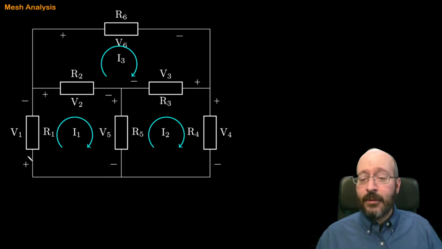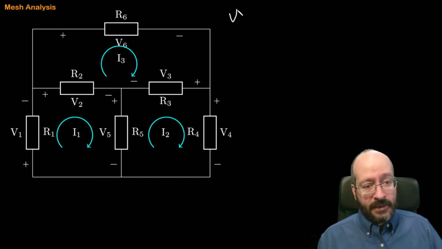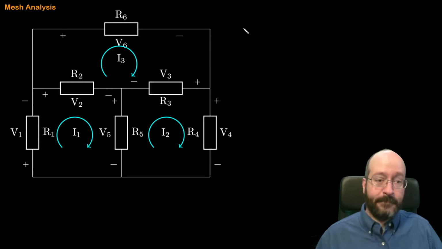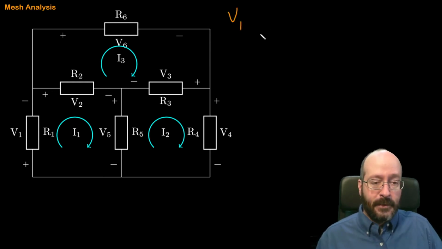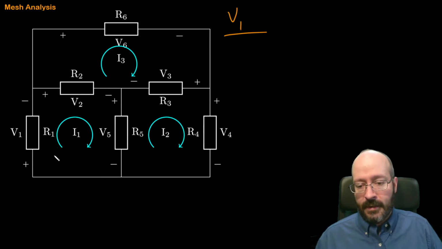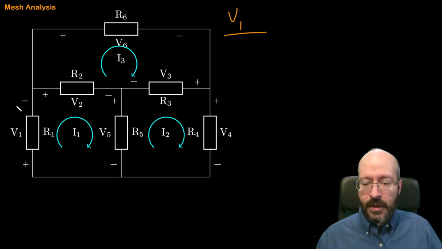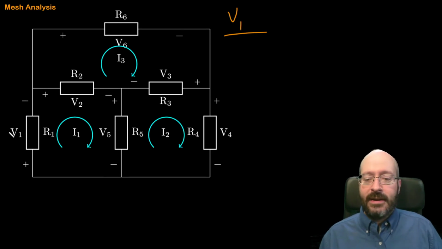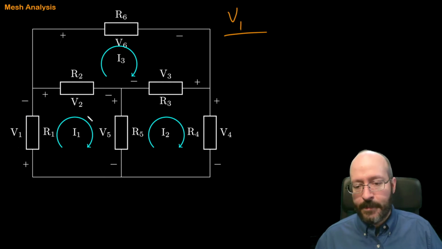Let's see. So let's start out with V1. How do we find V1? I see V1 is plus on the bottom here and minus on the top. So what I want you to think about is the passive sign convention. We're going to assume they're all passive, right?